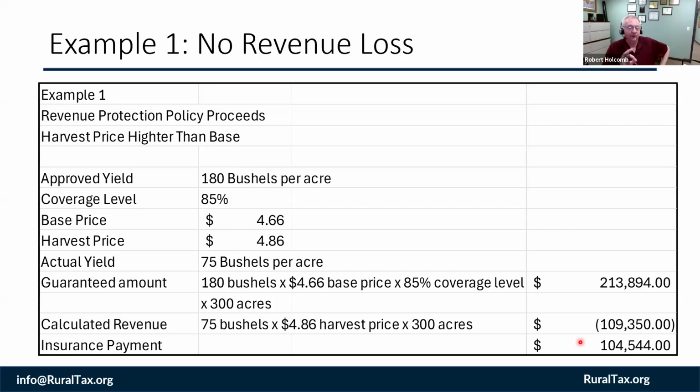Now, again, what I want to emphasize here is the difference between the yield and the actual yield. We got a 105 bushel difference. All right, so that's where this insurance payment is coming from. There's no price loss because the harvest price exceeded the base price. All right, so when the 1099 comes, if this is the case, we don't have to allocate anything. It's all due to damage and destruction.